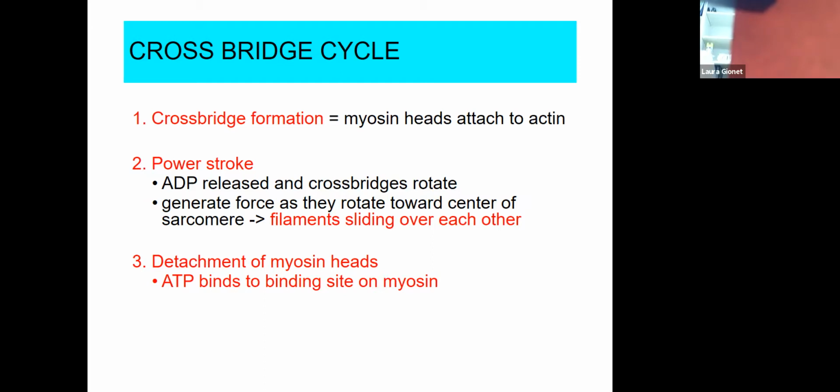You don't have to know every bit of that step. What you should know is that for every stroke, it takes an ATP molecule for every head of myosin. You don't have to know all the little details of it, but it's one ATP molecule for each myosin head for each stroke. That's a lot of ATP. That's why working muscle uses so much energy, or requires so much energy.